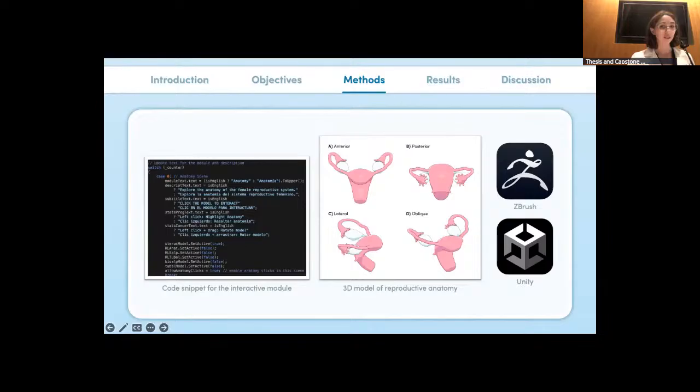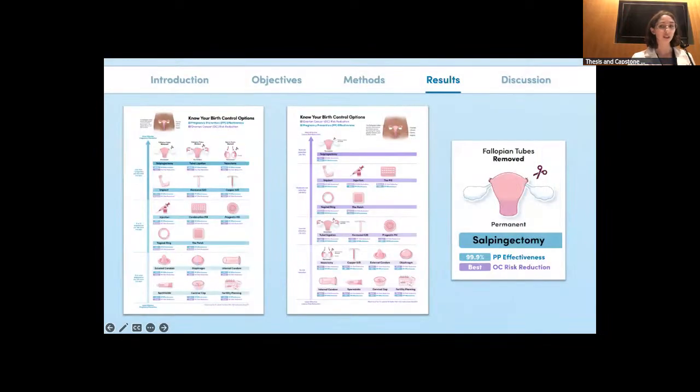Moving on to the results, we'll first start with the posters. So I designed a series of posters that visually compare different contraception options. What makes these posters unique is that they not only distinguish between the two often confused procedures of salpingectomy and tubal ligation, they also highlight ovarian cancer risk reduction, which is rarely included in traditional contraceptive counseling materials.